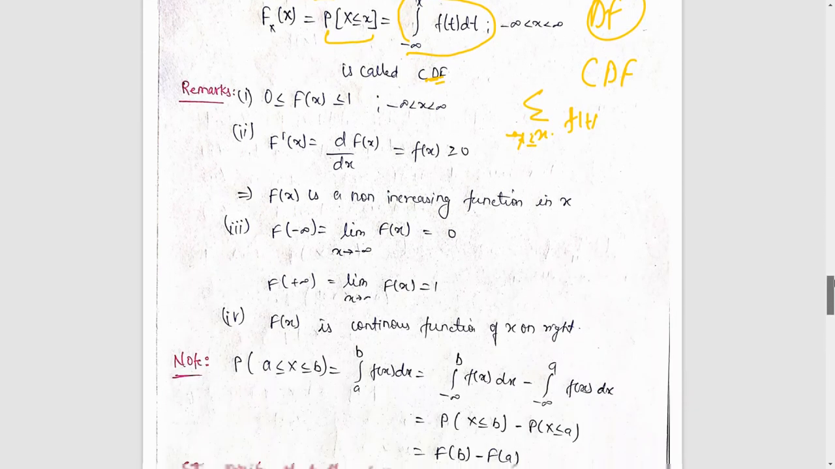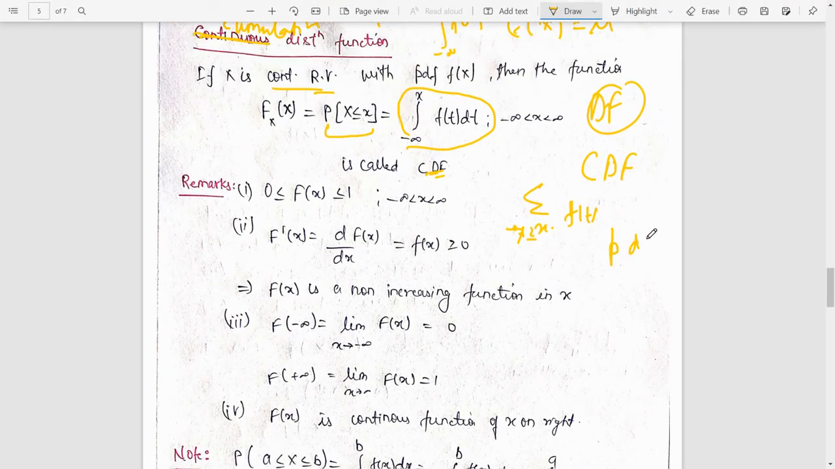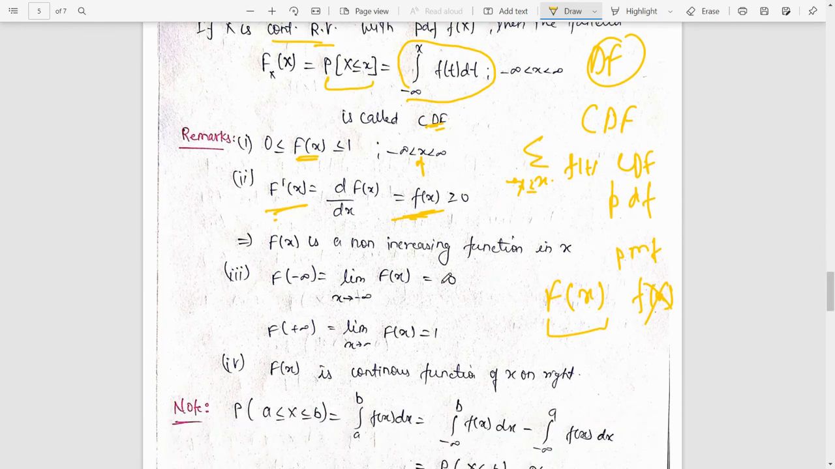This cumulative distribution function has some properties, like the PDF has some properties and the PMF has some properties. The value of F(x) should be between 0 and 1, whatever the value of x you put. The next thing is that if you differentiate your cumulative distribution function, you will get your PDF. You have to keep this in mind, because somewhere your cumulative distribution function will be given and not the PDF, so you need to differentiate it to get the PDF.